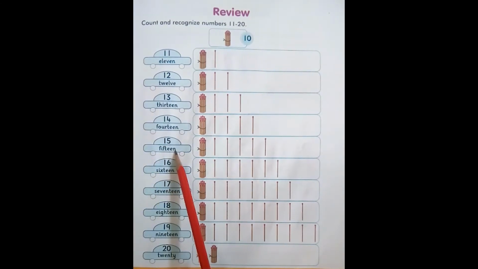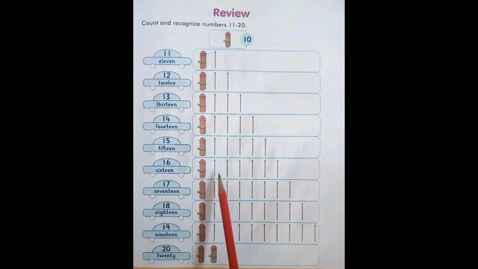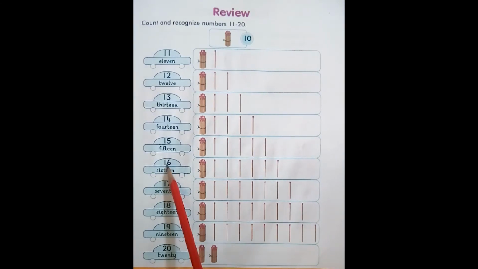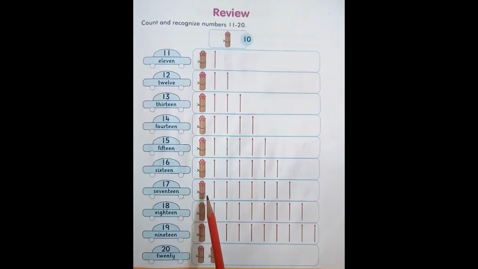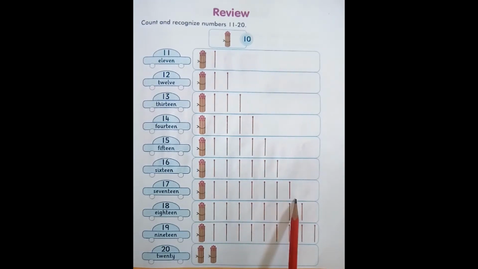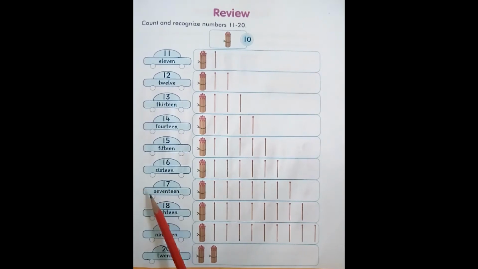F-I-F-T-E-E-N, 15. It is one bundle of 10 and 6 matchsticks. So this is 16. S-I-X-T-E-E-N, 16. It is one bundle of 10 and 7 matchsticks. So this is 17.